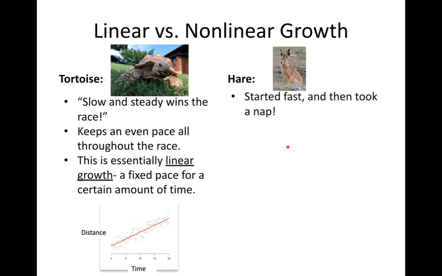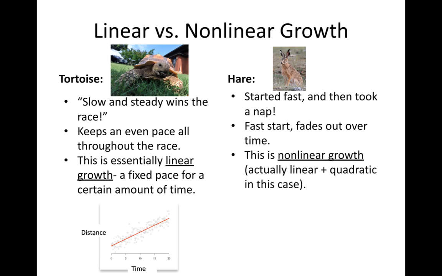Now we have the hare. So I don't know what the hare's motto was, but I'll say start fast and then take a nap. So the hare went out really, really fast and then took a nap. And that's kind of a fade out pattern, right? So starting really fast and fading over time. This is actually nonlinear growth. In this case, it's probably some form of a linear plus quadratic, and we'll talk about what that means. Those are some mathematical terms for different kinds of functions. But we'll talk about what that means in just a minute.